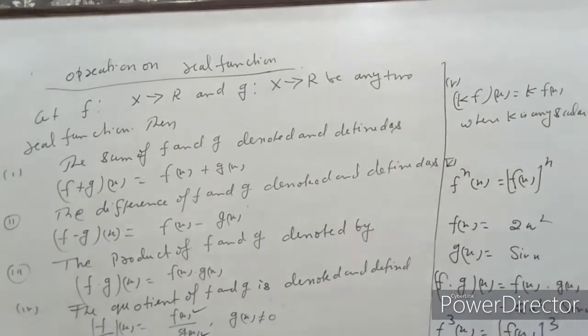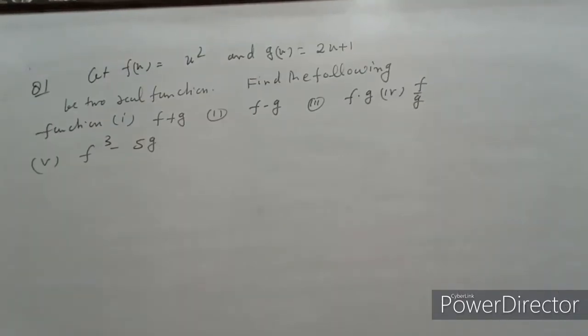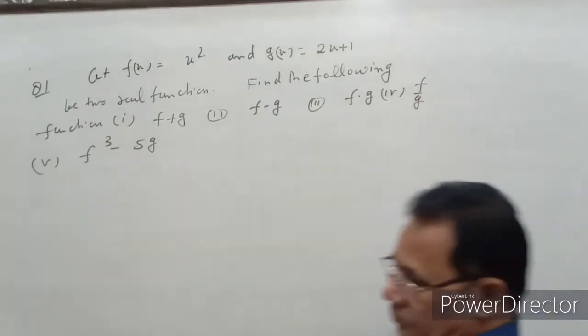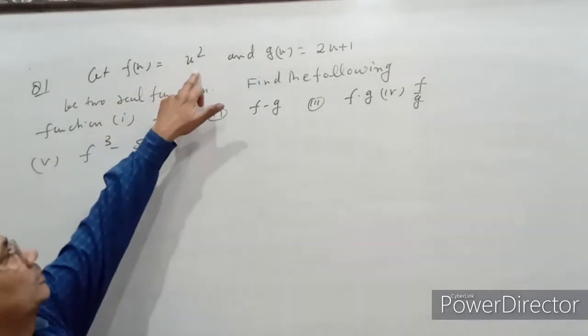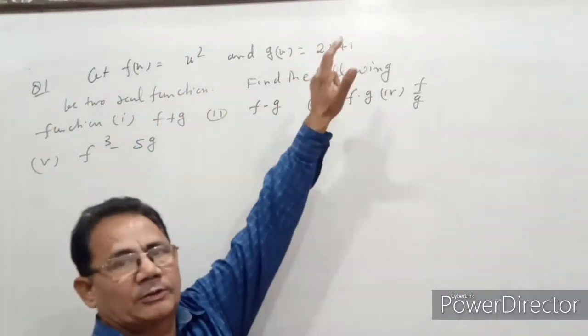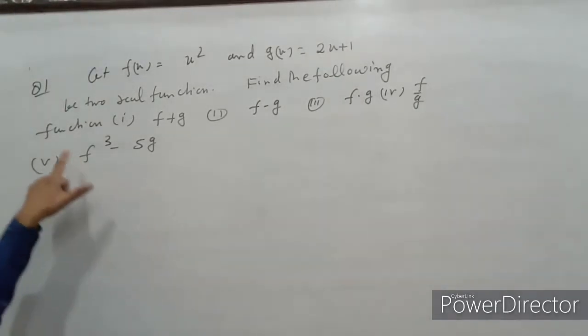Now we discuss some problems on the algebra of the real function. Now we solve some problems on the basis of the operations of functions. Let f(x) is equal to x square and g(x) is equal to 2x plus 1 be the two given real functions. Then find the following functions.